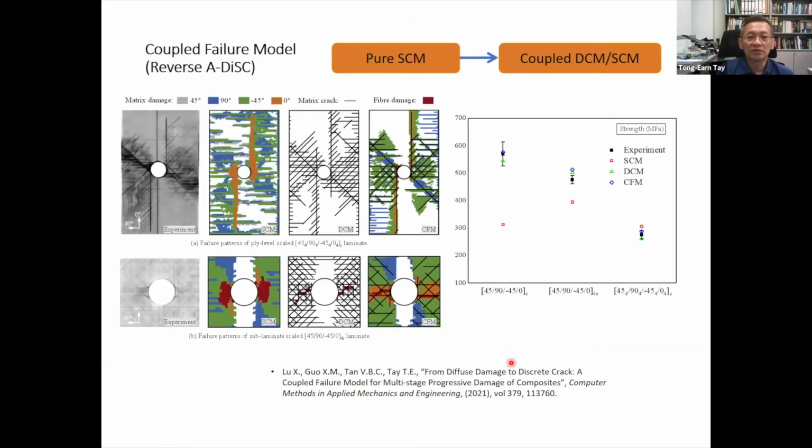For the reversed A-disk, the important thing here is the graph on the right. Here we see that the pure smeared crack model, given by the red squares, actually underpredicts the strength. This is the strength in megapascal when compared to experiment, whereas the discrete and the coupled model, despite being more efficient, is able to predict the strength more accurately.